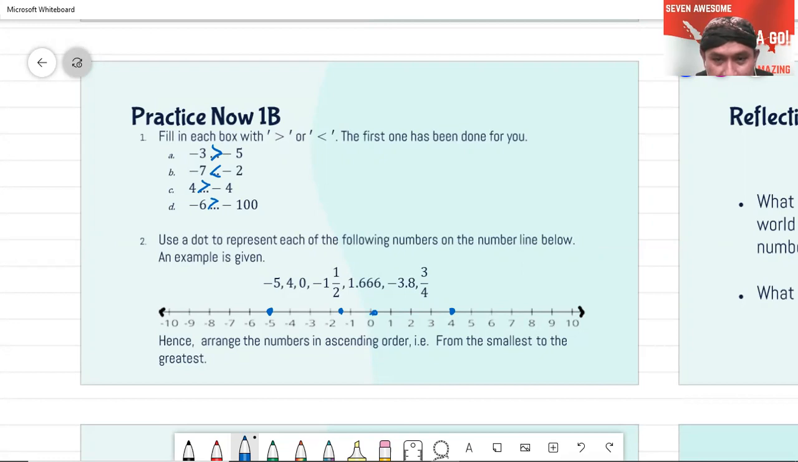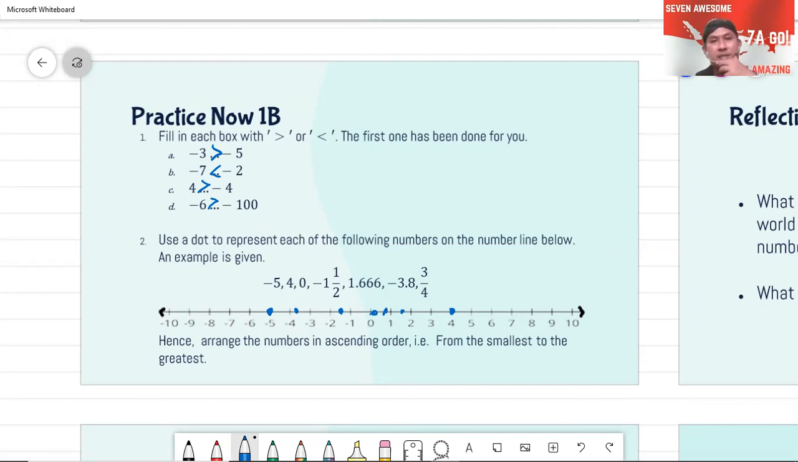How about 1.666? It is this, because it is between 1 and 2. Negative 3.8 is between negative 3 and negative 4, this one. And 3/4 lies between 0 and 1. So this is 3/4.